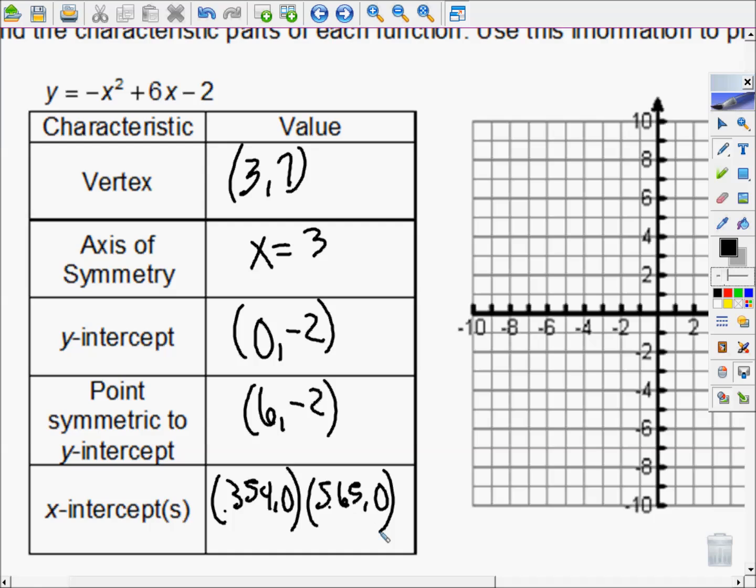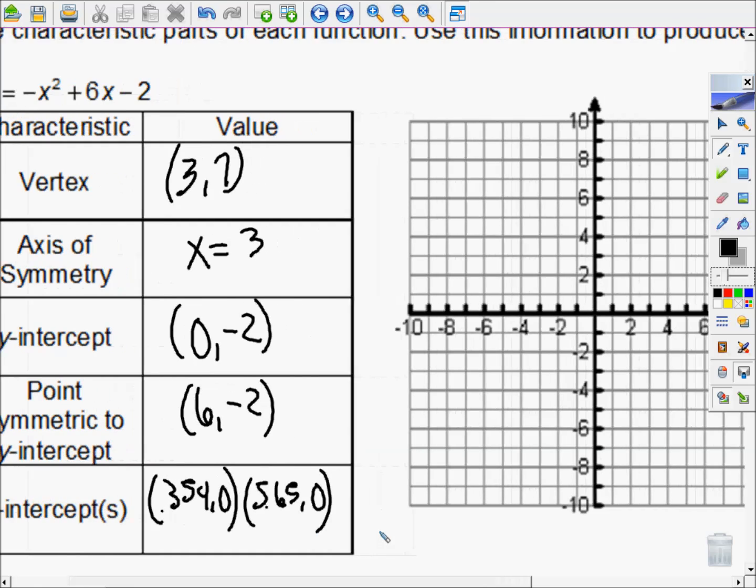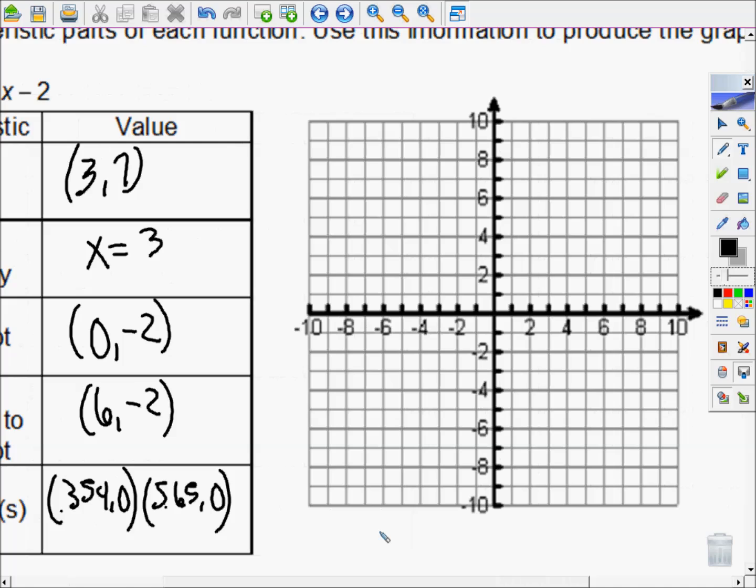And then when you graph it, you now have everything to graph it with. I know where my vertex is, at 3, 7, so I can go to 3, 7. I know where my 0, -2 is. My x-intercepts are at 0.354 and 5.65, and the reciprocal point is 6, -2. I can now connect the dots and graph my function. All right, that's what you're doing on your homework tonight.